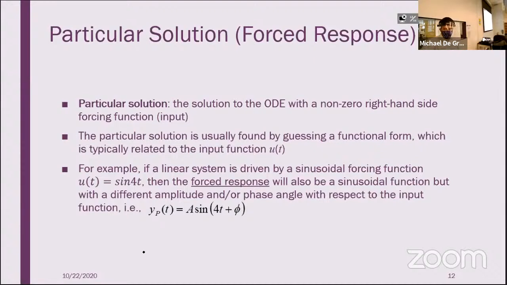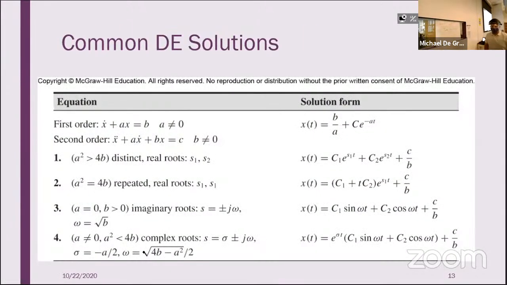So if we're driving a linear system by a sine wave, sine of 4t, then the forced response would also be a sinusoidal function, but with a different amplitude and or phasing. Again, don't worry so much about the sinusoid stuff for right now. We're going to do a full 3 to 4 weeks on it. The important part is that you're guessing at a solution form based off of what your input is, and it should probably be related to your input. You would expect that those two things are related.